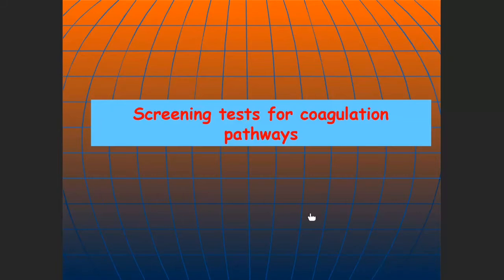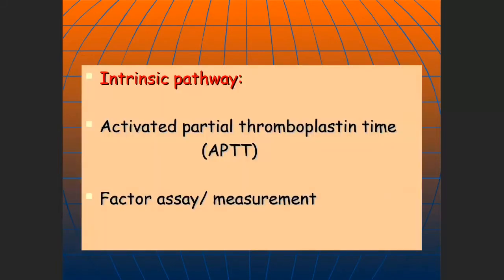A screening test for the coagulation pathways. In the lab, as I mentioned, we test for the intrinsic pathway by activated partial thromboplastin time, APTT, as well as factor assay or measurement. We do the APTT and we measure or assay the factor which is in question. Okay, for example, if we have hemophilia A, we do APTT and we measure factor 8.